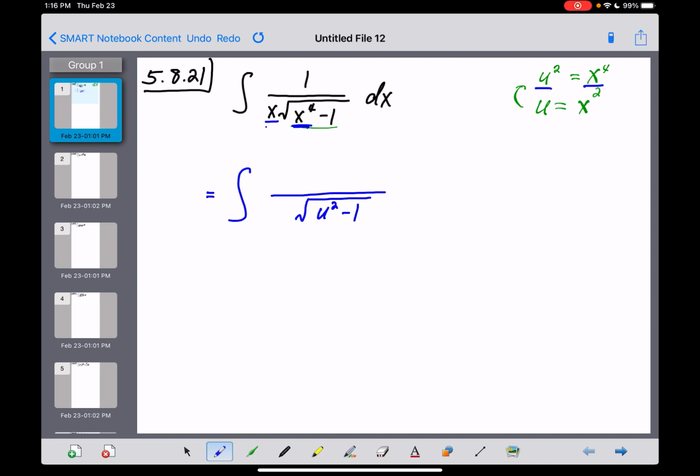We still have to worry about this x right here and this dx right here, and that's where this problem gets really tricky. Okay, so let's go ahead and differentiate both sides of this initial substitution here. Du is going to equal a 2x and a dx right here. Now, that is not what I was expecting to see right here. We need a dx right here divided by x, not a dx multiplied by 2x.